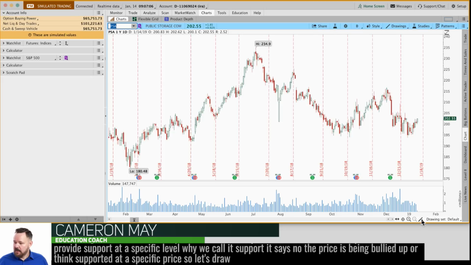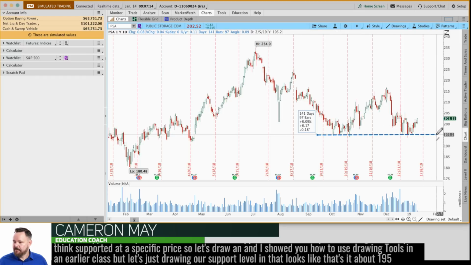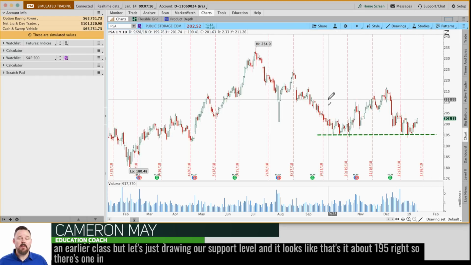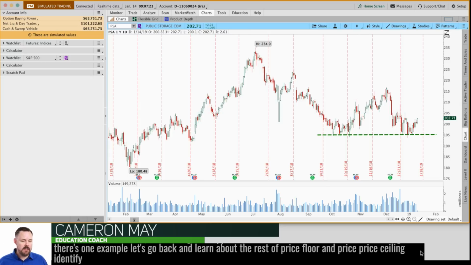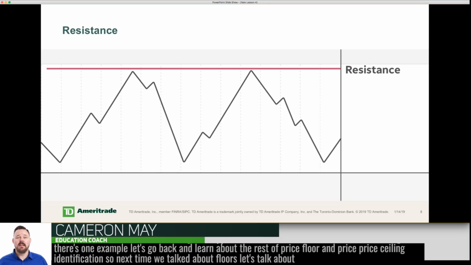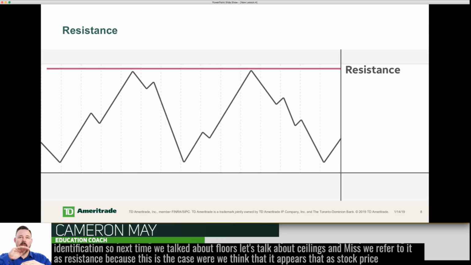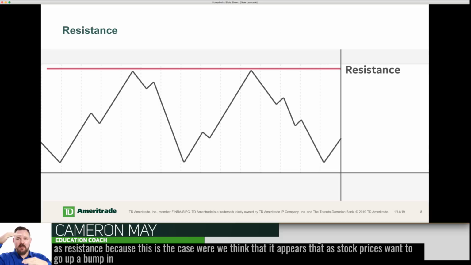So let's draw in, and I showed you how to use drawing tools in an earlier class, but let's just draw in our support level, and that looks like that's at about 195. All right, so there's one example. Let's go back and learn about the rest of price floor and price ceiling identification. So next on, we've talked about floors. Let's talk about ceilings. And this, we refer to it as resistance, because this is the case where we think that it appears that as stock prices want to go up, they bump into some invisible barrier, a ceiling, and then get pushed back down again.